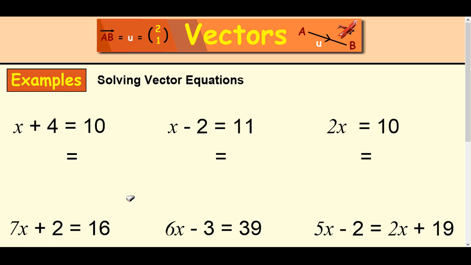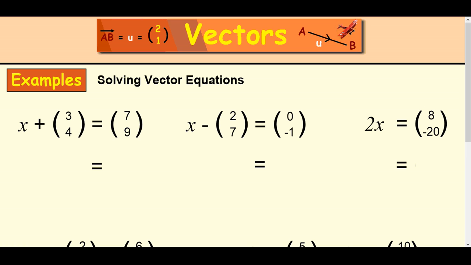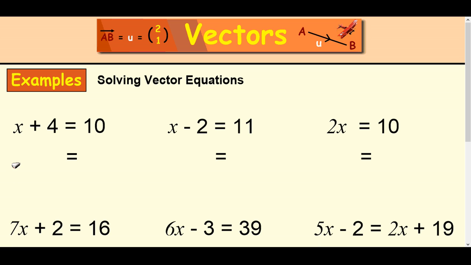Okay, we're now going to look at solving vector equations, but before we do that, just a quick reminder on how to solve straightforward equations before we go on to the vector equations, because it's very similar. So presented with this first example, x plus 4 equals 10, you're trying to work out the value of x here, and you can probably see it's 6. Now, the easiest way to do it is to take away the 4 from both sides, and you'll get x equals 6, and that's your answer.